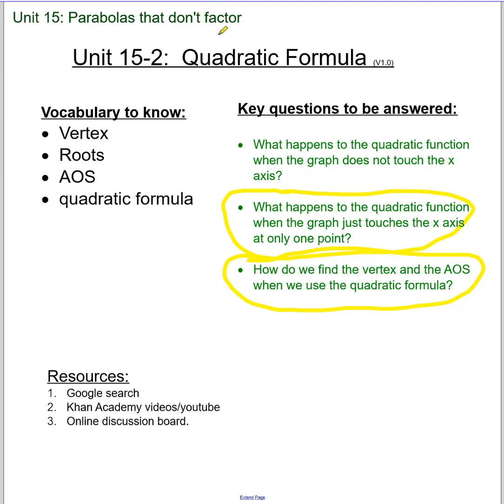And the second one that we're going to do, we're going to do one example on this, is what happens to the quadratic function when the graph does not touch the x-axis, right? So there's no x-intercepts. So the quadratic, the parabola is either above or below the x-axis for all of its range.